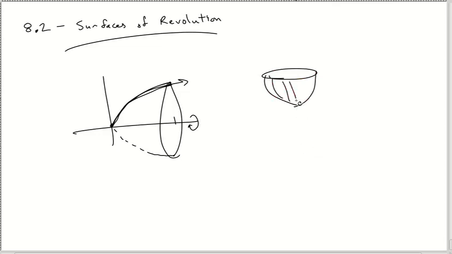Notice that this is a little different than our disc and shell method because this is hollow. Last time we were trying to find volume. This time we're trying to find surface area. Now, that's an SA, by the way, surface area.